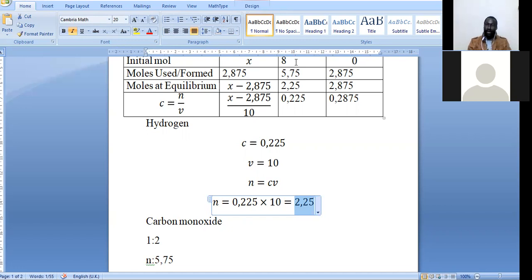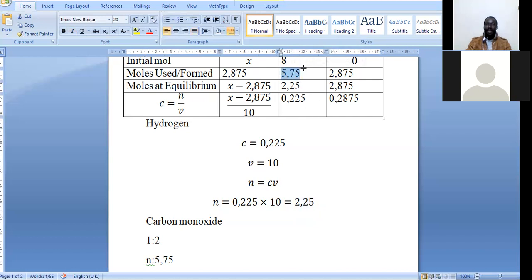So you went to buy some things from a shopping mall, this time with 300, and right now you're having only 20. How much have you used? What you have used is going to be 300 minus 20. In the same way, the number of moles initially was 8, and the number of moles that we have right now at equilibrium is 2.25. So the number of moles that was used is this one here.